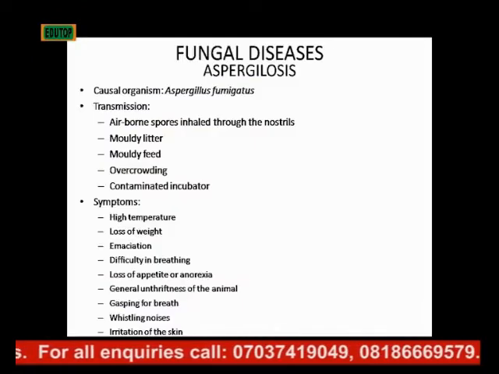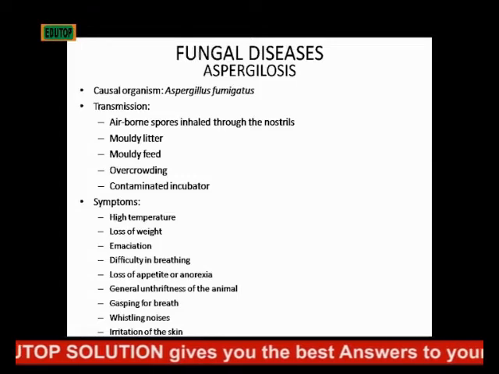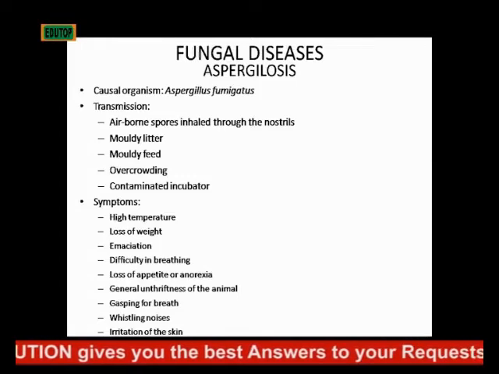What are the symptoms of aspergillosis? First is high temperature. The animal's temperature rises. Then the animal loses weight. There is emaciation. There is difficulty in breathing. Since it's an airborne disease, the animal cannot breathe very well. The animal loses appetite, or what is called anorexia.